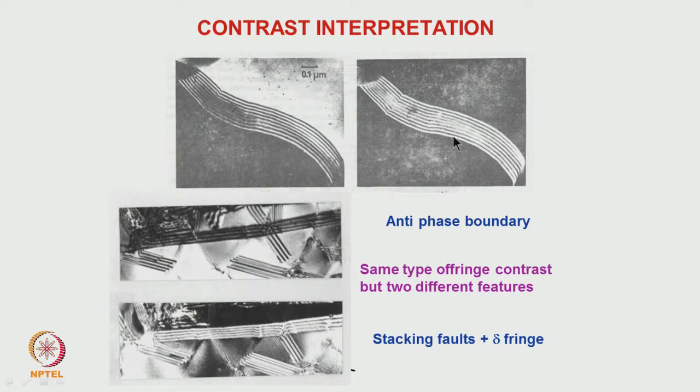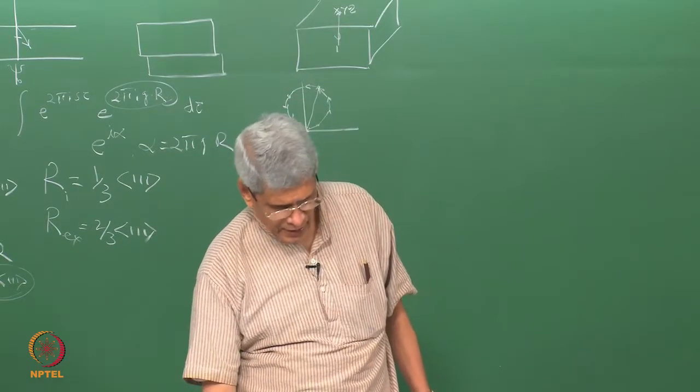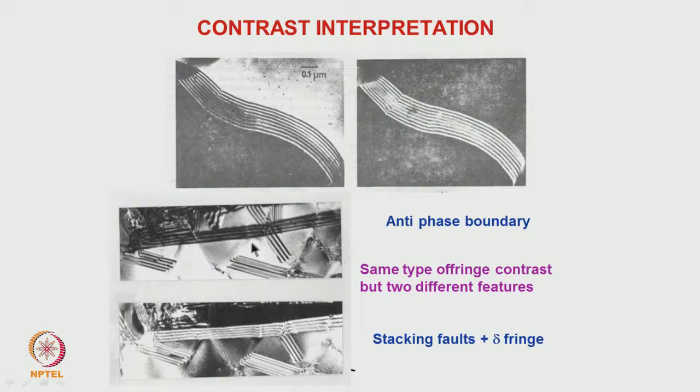Okay. Now you see that when a domain boundary is there between two domains, there is a fringe contrast which is coming. Okay. This also looks like a stacking fault contrast. Okay. And like this example, if you take it, here this is a boundary which is a domain boundary. This is a stacking fault.